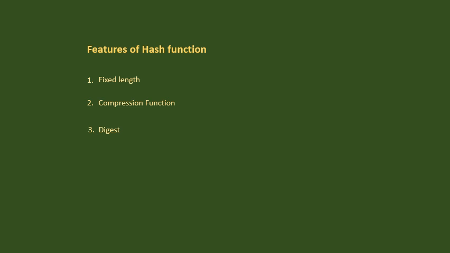Second, compression function. A hash function has the ability to compress any input data into a smaller segment. Third, the digest. It refers to the mirror image of the input in a small form factor.